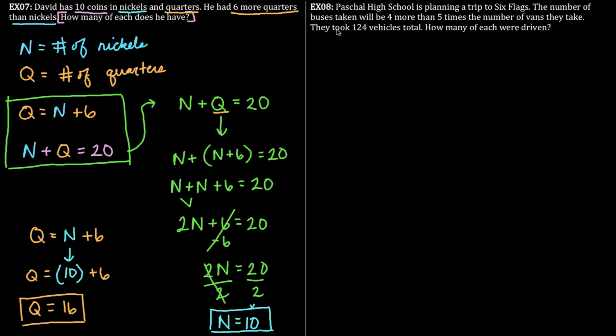All right, so example number 8. This reads, Pasco High School is planning a trip to Six Flags. The number of buses taken will be 4 more than 5 times the number of vans they take. They took 124 vehicles total.